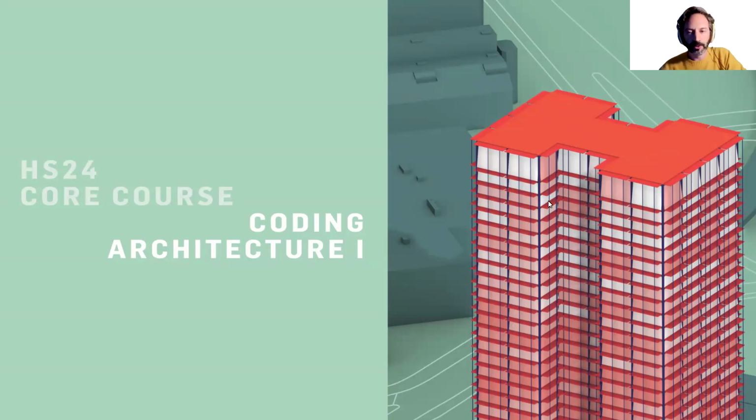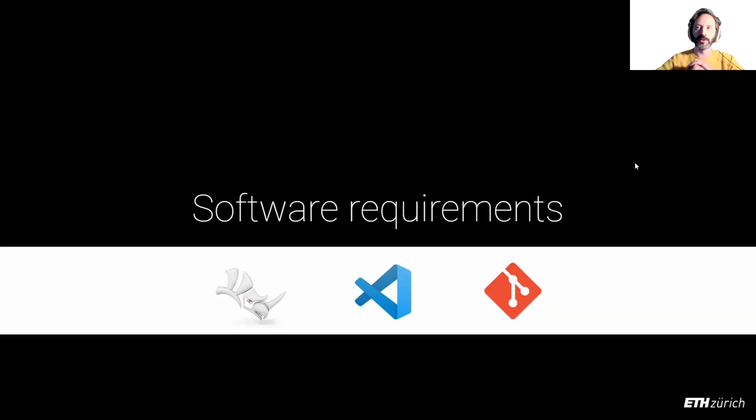In this very short video, I'm going to guide you through the installation of the tools that we will use throughout the semester. The first thing we need to do is make sure that you have a working Rhino installation. We're going to be using Rhino 6 or 7. Rhino 8 is experimental support, so it would be preferable if you stick to 6 or 7.